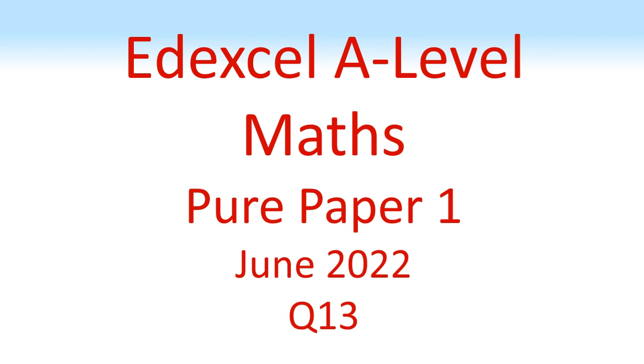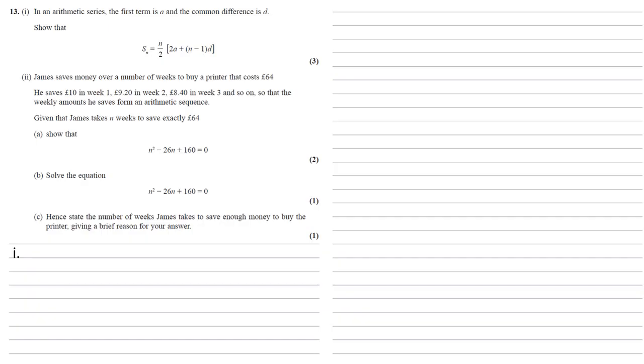Edexcel A-Level Maths, Pure Paper 1, June 2022, question 13. In an arithmetic series, the first term is a and the common difference is d. We need to show that Sn, the sum of the first n terms of the series, is equal to n over 2 times 2a plus (n minus 1)d.